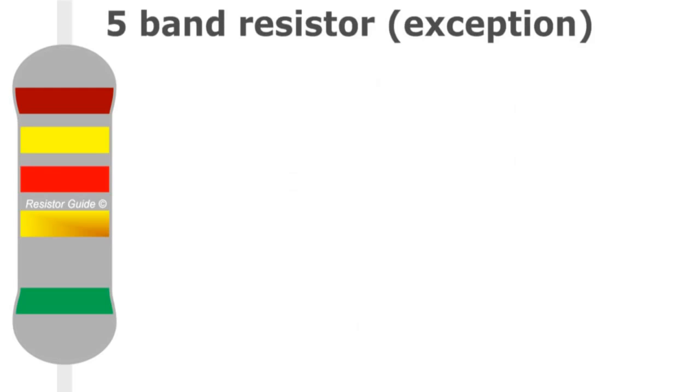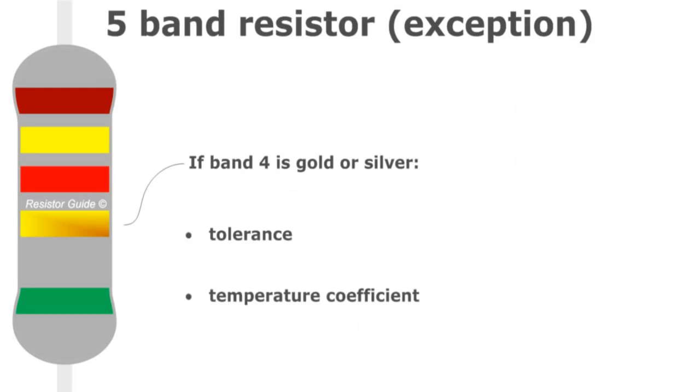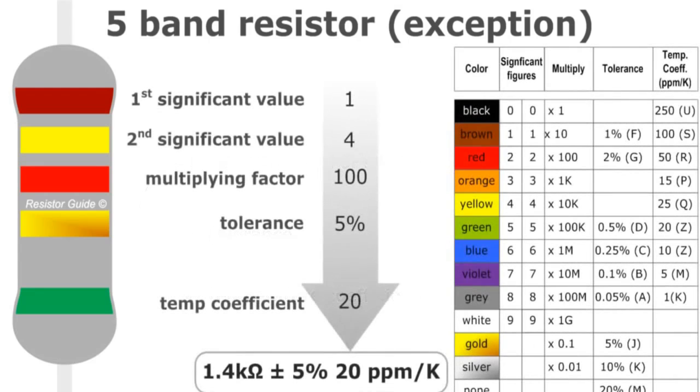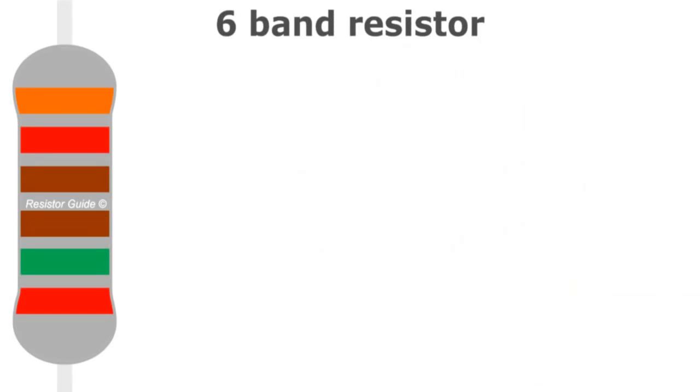An exception to this is the 5-band resistor with a 4th band of gold or silver. In this case, the 4th band represents the tolerance, and the 5th band the temperature coefficient of resistance. Using the chart, we see that this resistor has a resistance of 1.4 kiloohms with a tolerance of 5% and a temperature coefficient of 20 parts per million per Kelvin. It is always a good practice to check the specifications of the manufacturer for any special rules to read the code. Even resistors with 6 bands exist.